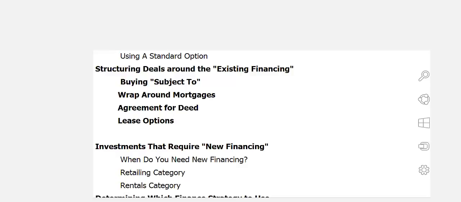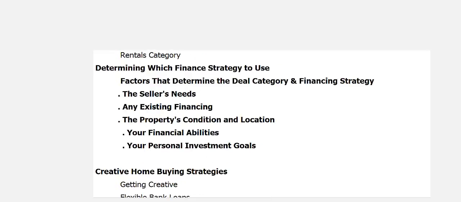What are investments that require new financing? When do you need new financing? Well, they're generally in rehabs and in straight rentals. Determining which finance strategy to use is so important. Factors that determine the deal category and financing strategy.